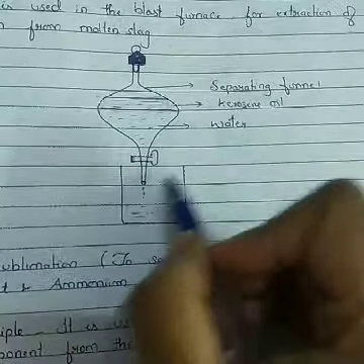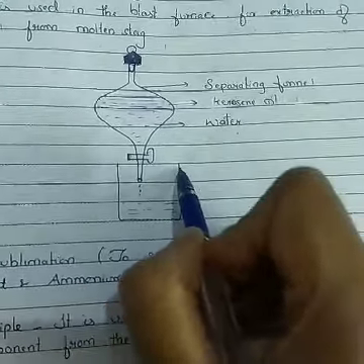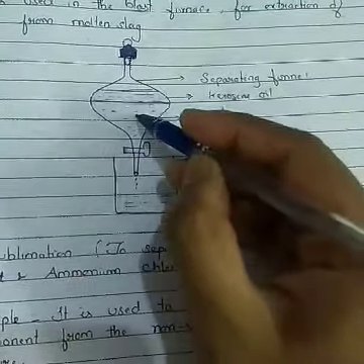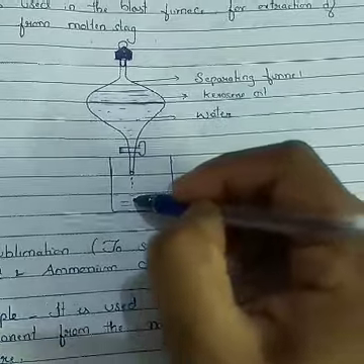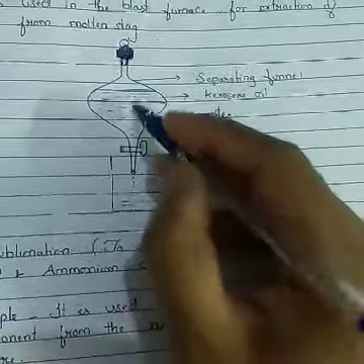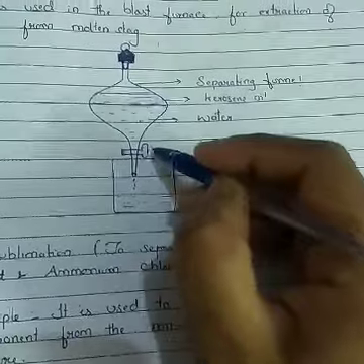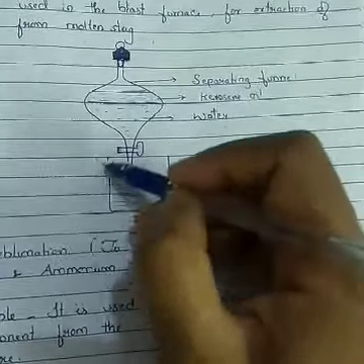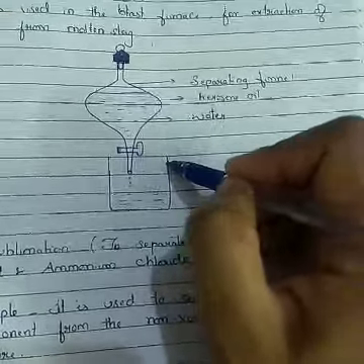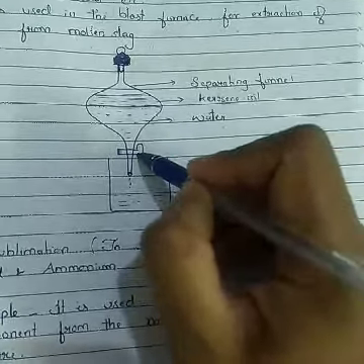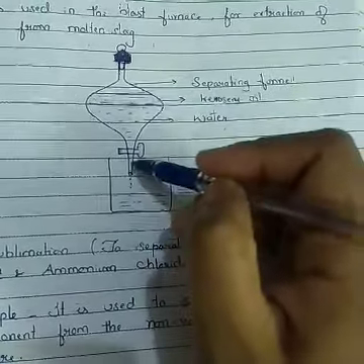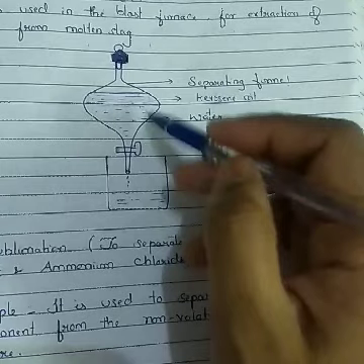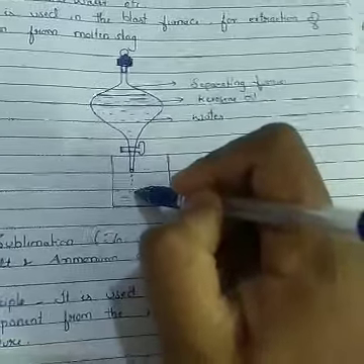Place a beaker at the bottom of the separating funnel. Open the stop cock. What will happen? The water comes out. As the oil reaches the stop cock, close the stop cock. Now take out this beaker and place another empty beaker. Again open the stop cock and take out the oil into the other beaker. In this way, you can separate oil and water.